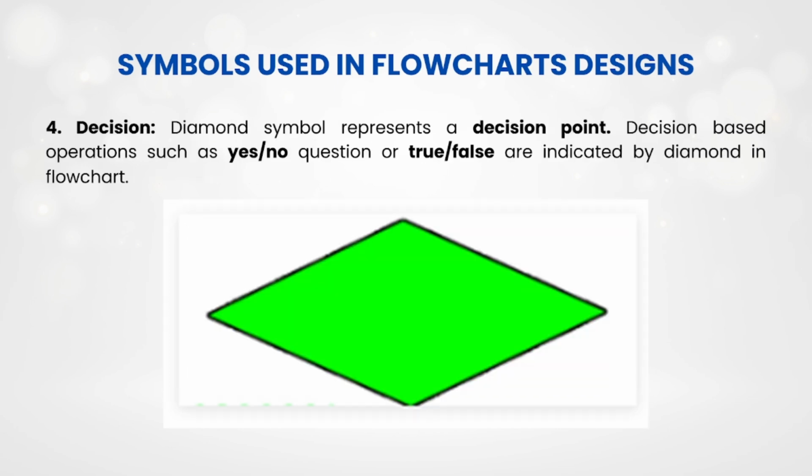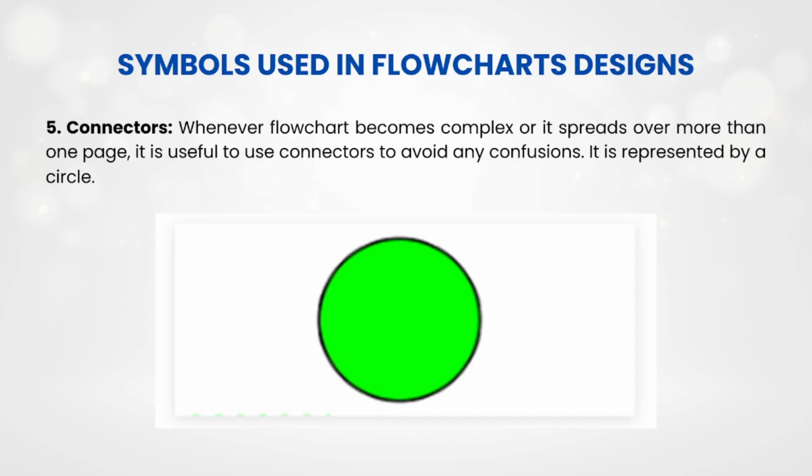Next, the decision symbol is shown as a diamond. It represents a decision point in the flowchart. Operations that require a yes or no answer or a true-false condition are indicated using this diamond shape. We have the connector symbol, represented by a small circle. It is used whenever a flowchart becomes too complex or continues on another page. So connectors help keep the flowchart clear and easy to follow so that you can avoid confusion.